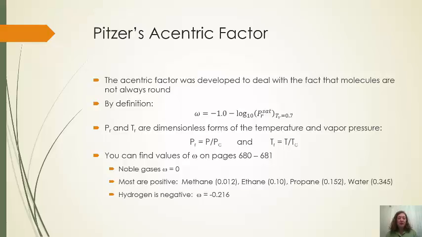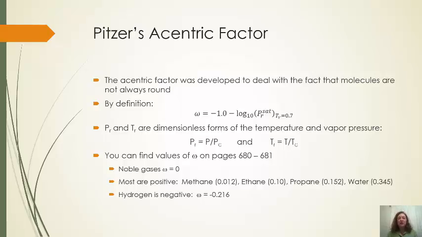Now, by definition, what it means, or how it's defined, is you find the reduced pressure, P over P critical, at a reduced temperature, T over T critical, of 0.7. So figure out what the pressure is at that temperature, so the vapor pressure, so at equilibrium, and then take log base 10 of that number, subtract it from -1, and you have the Pitzer's asymmetric factor. Now, if you're using Smith-Van Ness, then pages 680 to 681 have values of omega.